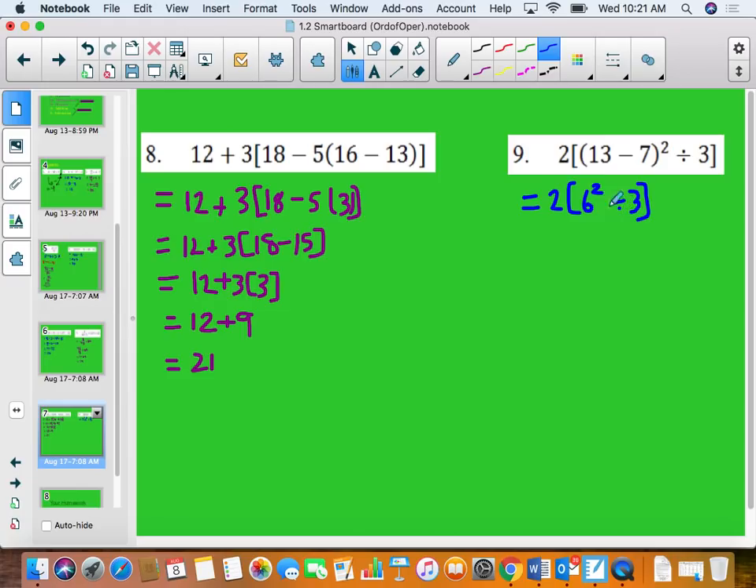So we have that. So inside of my bracket, I have exponent and division. According to our rules, exponents come before division. So 6 squared, or 6 to the second power, means 6 times 6, which is 36. So this is now simplified to 36 divided by 3. And that means that the only thing I have left to do in my grouping symbol is 36 divided by 3, which gives us 12. So this becomes 2 times 12. And 2 times 12 is 24.